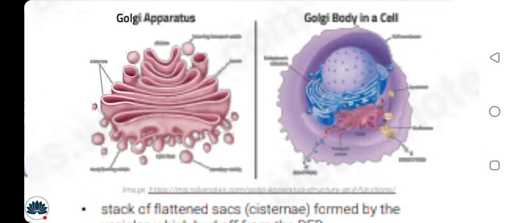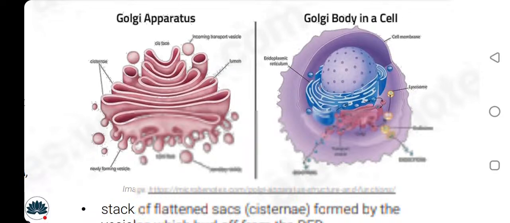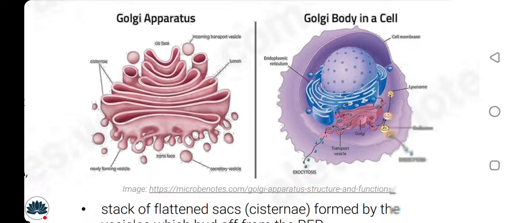The Golgi apparatus is a stack of flattened sacs called cisternae. More than one Golgi apparatus may be present in all cells. The stack is constantly being formed at one end from vesicles which bud off from the endoplasmic reticulum, and is broken down again at the other end to form Golgi vesicles. The stack of sacs together with the associated vesicles is referred to as the Golgi apparatus or Golgi complex.